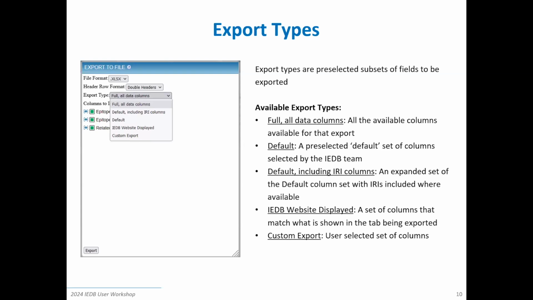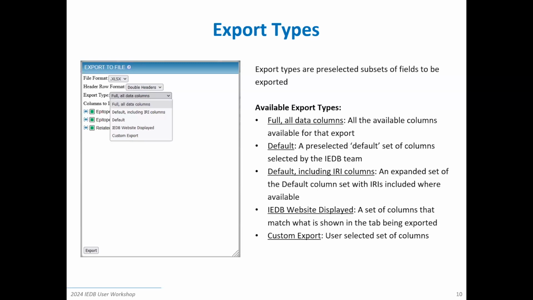We have the default, which is again the basic one that we determine is maybe not the most useful, but the most standard. Then we have the default with IRIs, which is the same as default, but with the IRIs, which are the identifier columns. This is useful if you want to join the data or get the identifiers for those particular pieces of data. Say for an antigen, you want the UniProt ID, that would be stored as an IRI column, which would be included in the default with the IRIs.